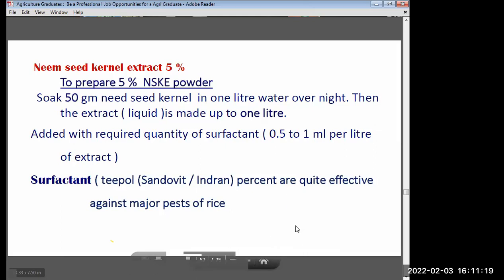So to prepare 5%, we have to use 50 grams of neem seed kernel powder, crushed into small bits, tied in a cloth bag and put in water. This is the neem seed kernel extract. Please, next.